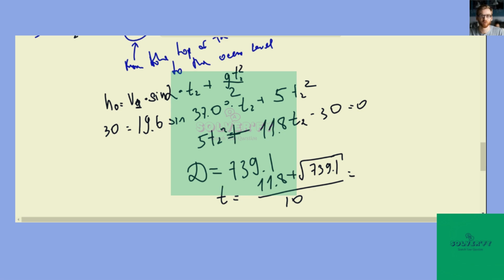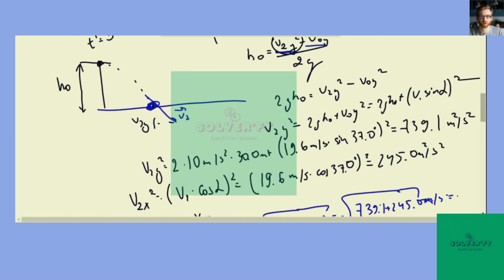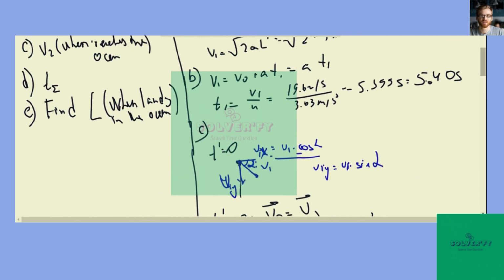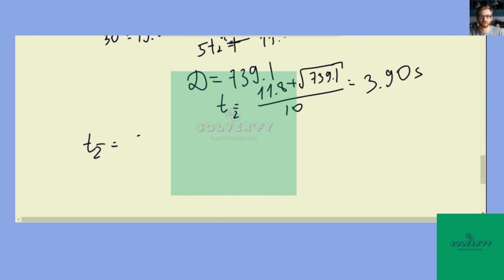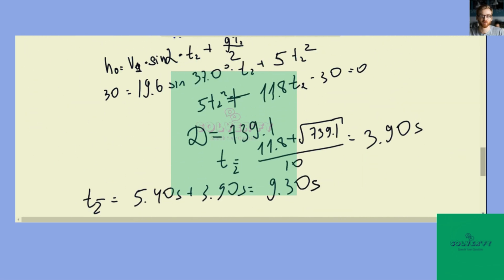It equals 3.90 seconds. So that's T2. Therefore total time equals T1, which we've already calculated, I believe, 5.40 seconds, plus 3.90 seconds. So let's calculate it. It equals 9.30 seconds. Okay, that's good. Now we have to calculate only the distance of the flight from the bottom of the cliff.